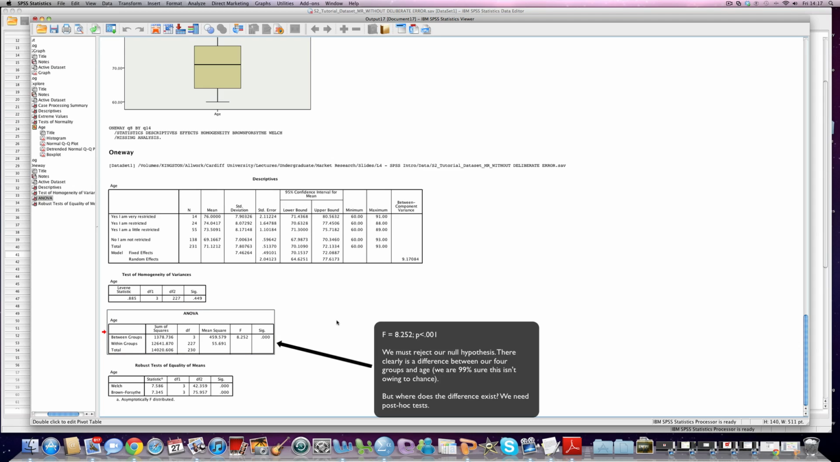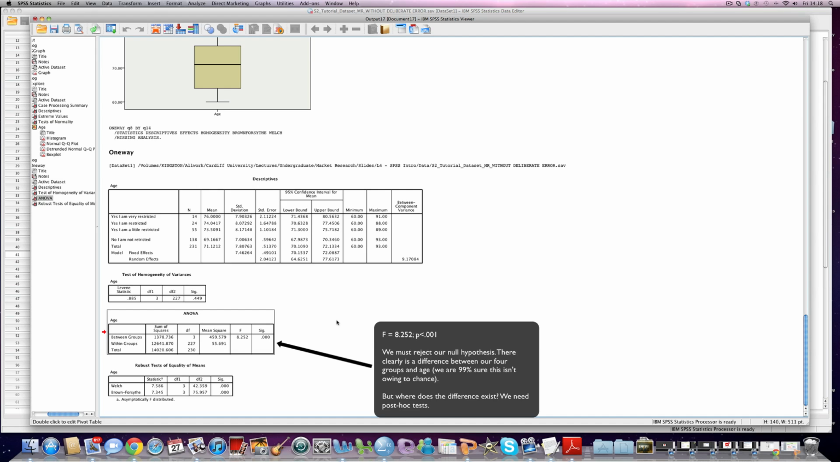We're observing here that F equals 8.25 and that this is significant at the 0.01 level. What can we confirm from that? Well, we can actually reject our null hypothesis and confirm that actually there definitely is a difference in the mean age across these four groups. There definitely is some relationship between age and perceived level of restriction.